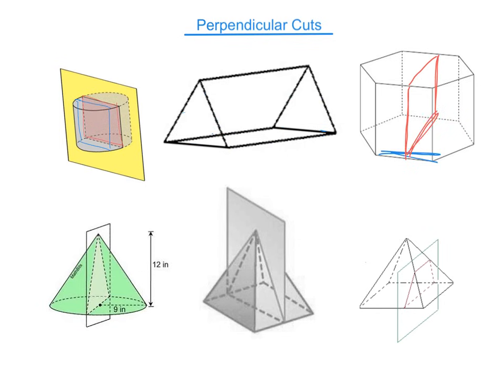Again, it doesn't matter where I cut. I could cut across the top here. That's perpendicular to the base. And there's the rectangle that forms. I could cut right here. Again, perpendicular to the base. So I cut straight down.